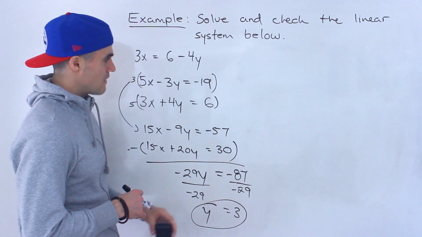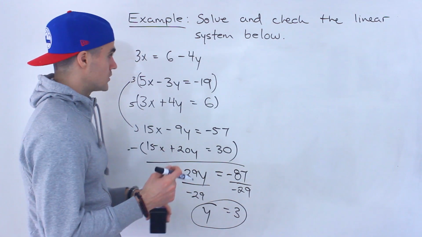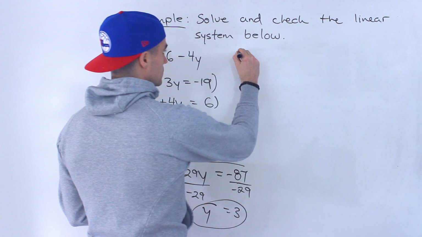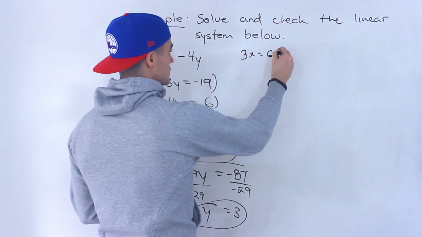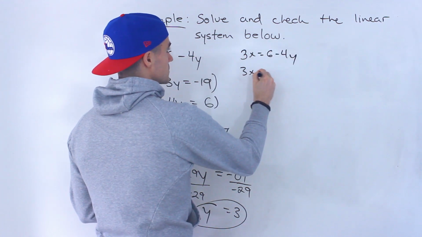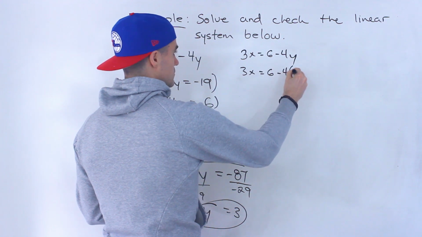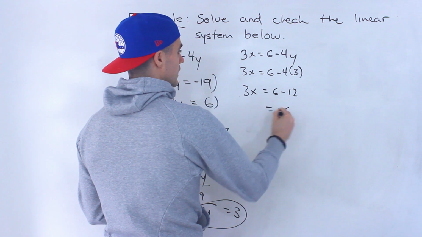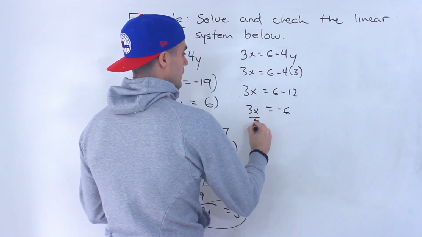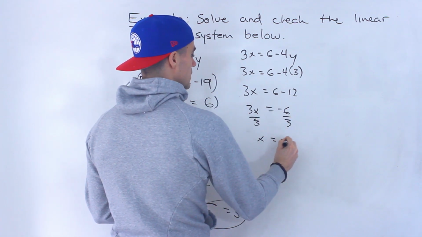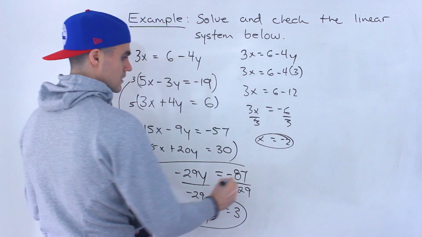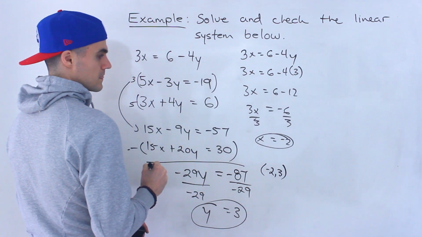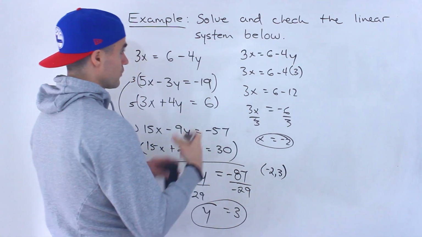And then we could take that y value and plug it into either original equation and solve for the corresponding x value. I'm going to do it with this one. So we'll have 3x equals 6 minus 4y. 3x equals 6 minus 4 times 3. 3x equals 6 minus 12, which is negative 6. Divide everything by 3, and x would be negative 2. So we would have negative 2 and 3. That's the point at which both of these lines intersect.